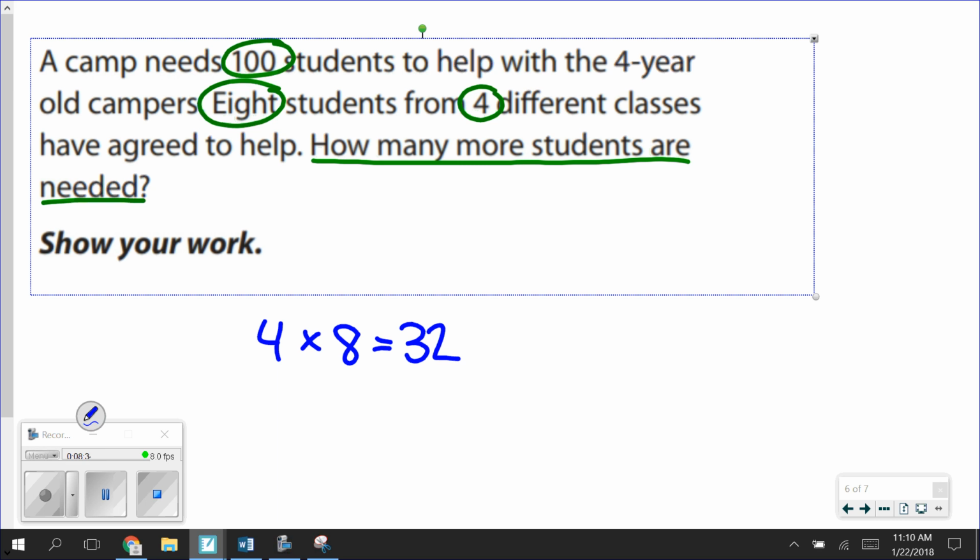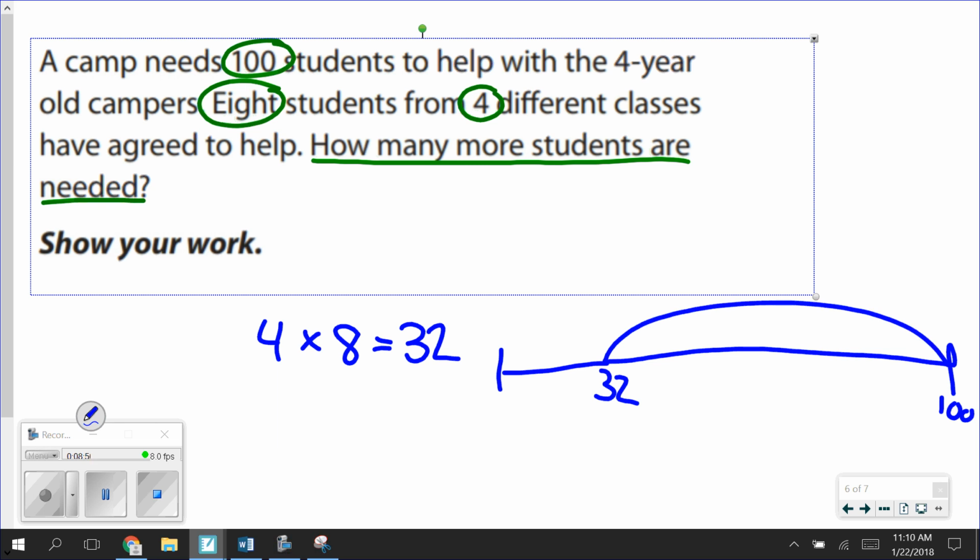If I'm going to try to find out how many more, I need to subtract. Right now I have 32, and I have to find out what's the rest I need to get to 100. So I have to find out the difference between how many I have and how many I need. If I'm doing difference, what do I do? Add or subtract? I'm just going to subtract.